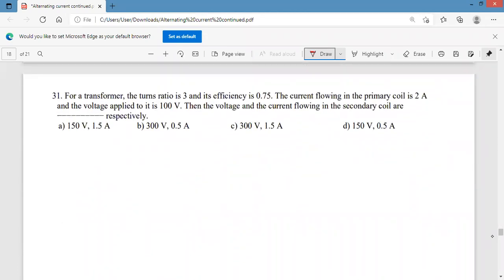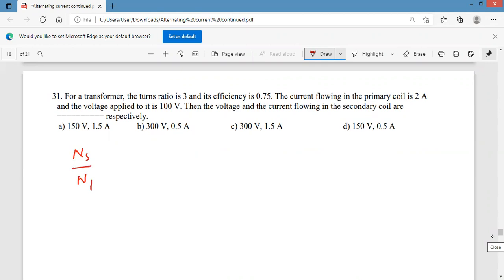Next, 31. For a transformer, the turns ratio is given. Turns ratio means the number of turns in the secondary coil to the number of turns in the primary coil. NS by NP is equal to 3. Efficiency is given here as 0.75. The current flowing in the primary coil IP is equal to 2 ampere, and the voltage applied to it, VP, is equal to 100 volts.